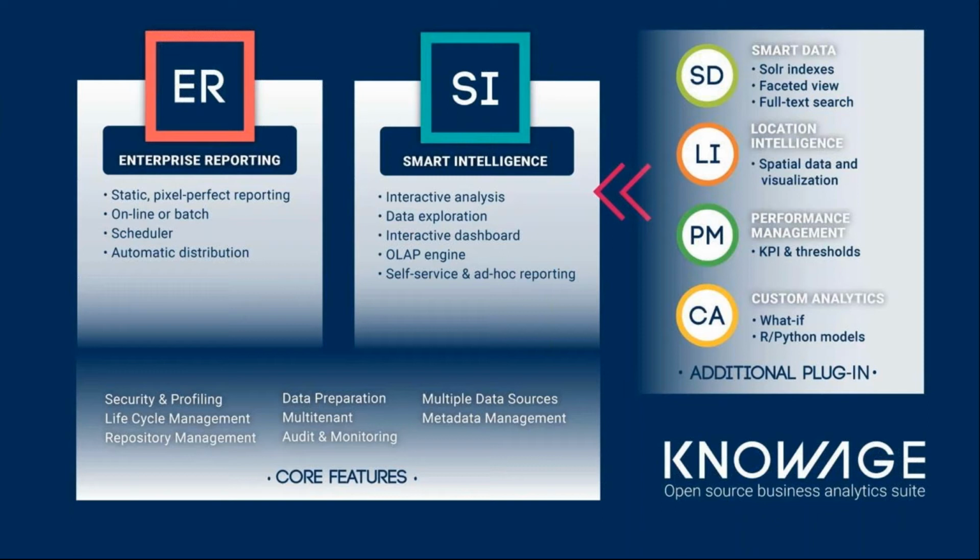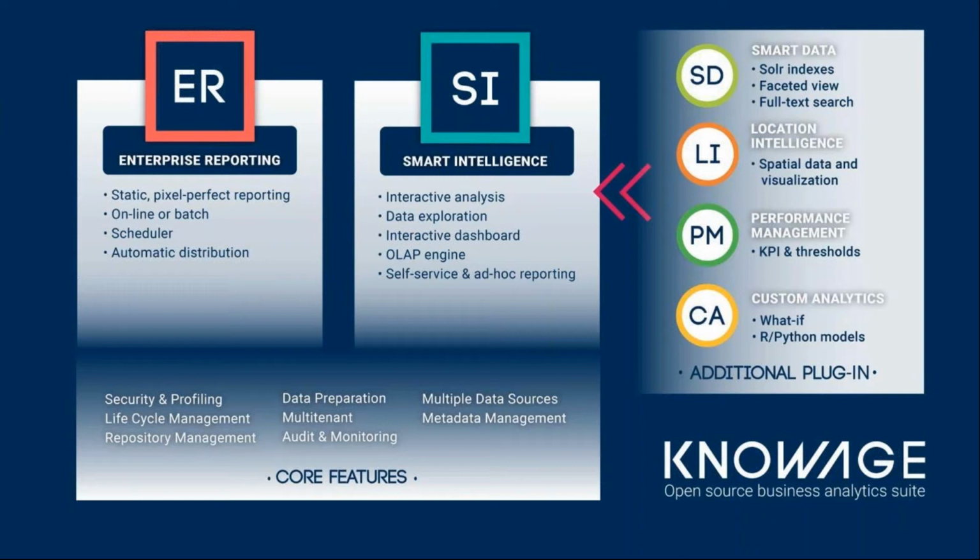So in the enterprise reporting, for example, you have the birt engine. In the smart intelligence, you will have the cockpit engine. You can do data exploration, there is the OLAP engine, and you can do self-service and ad hoc reporting. In addition, for these two modules, you can add some additional plugins. The plugins now are smart data, location intelligence, performance management, and custom analytics.